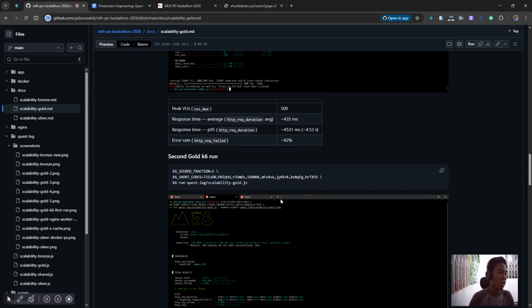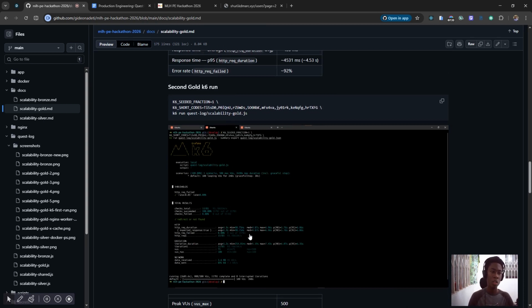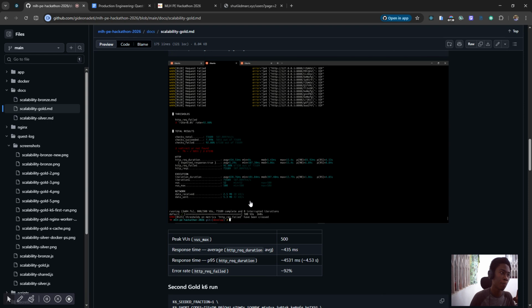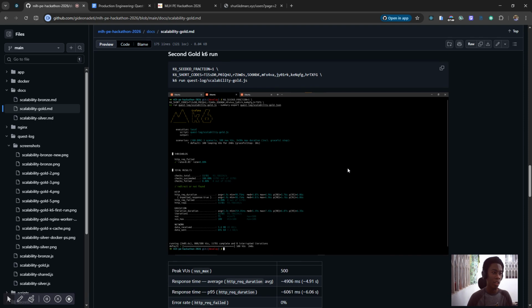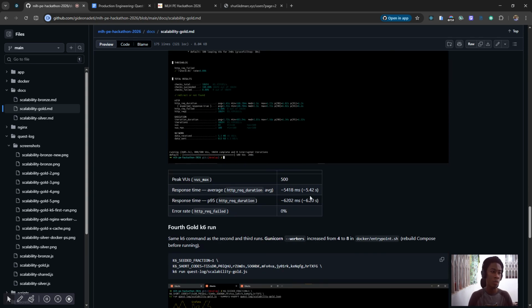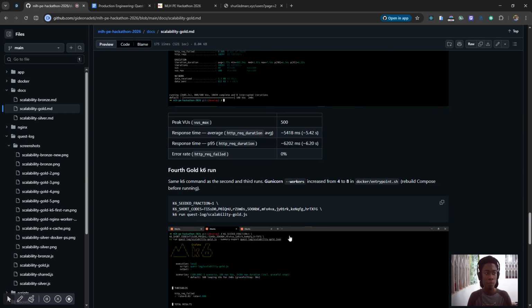The rerun resulted in a 0% error rate. The initial run for the 500 concurrent users resulted in a 92% error rate, which was very bad. After increasing the Nginx connections, I got a 0% error rate, as you can see from the results, and the response time was 6.2 seconds. There wasn't any speed limit for the gold tier, but I was aiming for something better.